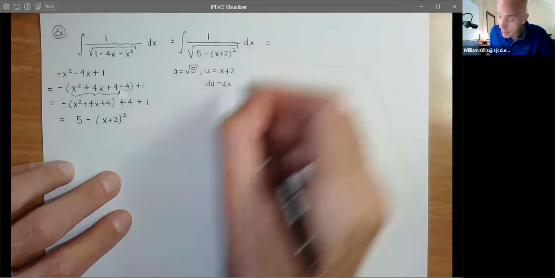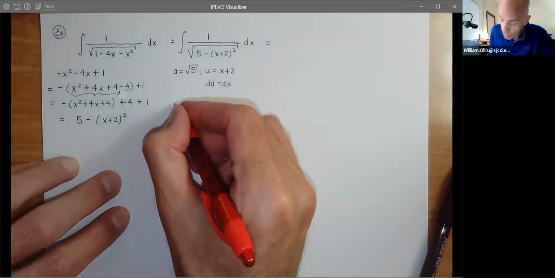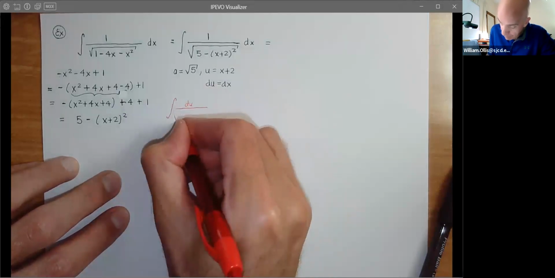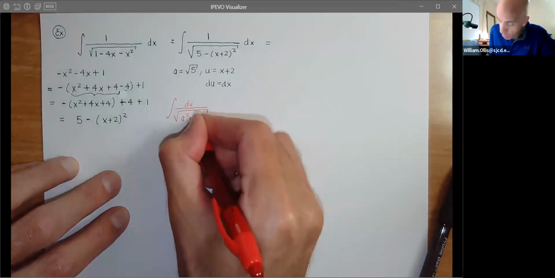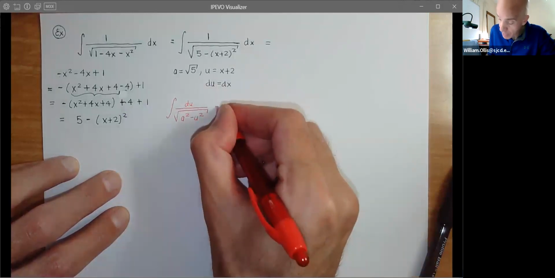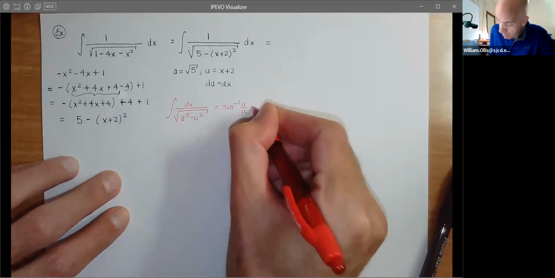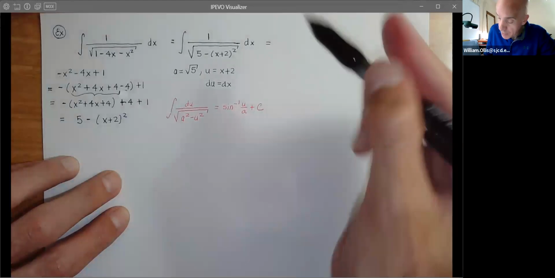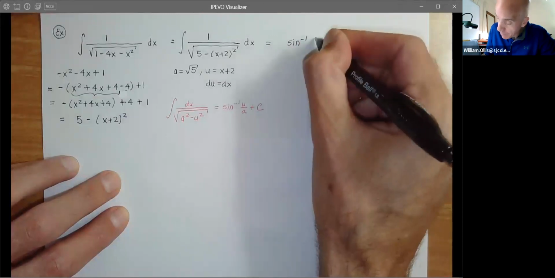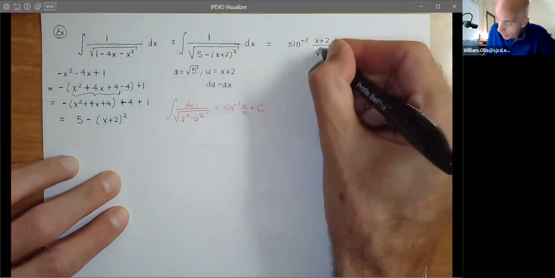So this has the sine form. So remember, just as a recollection, so to speak, du. There are always many ways to do things. A squared minus u squared, square root in the denominator, is the inverse sine form. So now we fill this in. So this will give us the inverse sine of x plus 2 divided by the square root of 5.